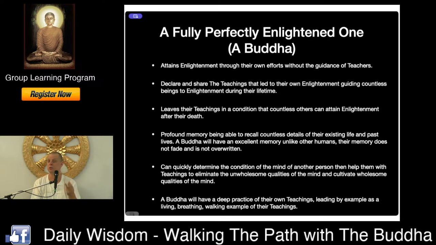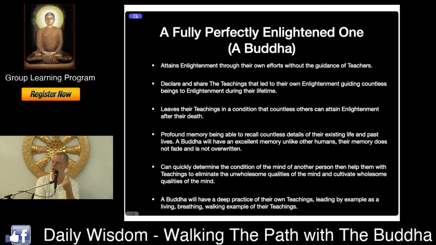And then the third criteria is that they preserve their teachings in such a way that countless people get to enlightenment after their death, that once they die, their teachings have been preserved so that countless more people can continue to get to enlightenment. These are the three criteria of what makes a Buddha a Buddha.